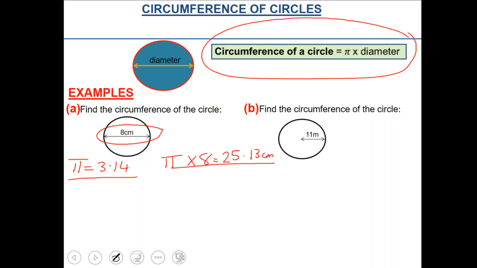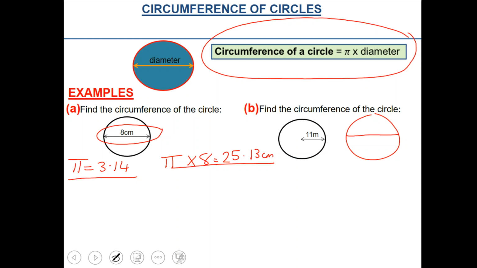Okay, the next question, I'm going to give you a chance to do this. I'm going to give you one hint. You are given the radius. So if you remember from the previous lesson, what was the relationship? And I'll give you an example. If the radius is 11, what will the diameter be? Pause the video now and have a go at doing this question.